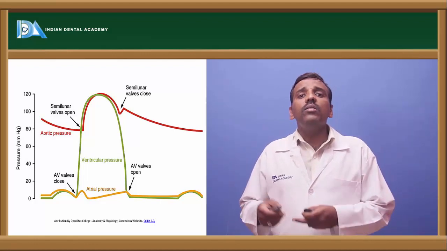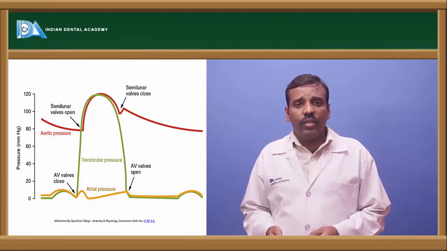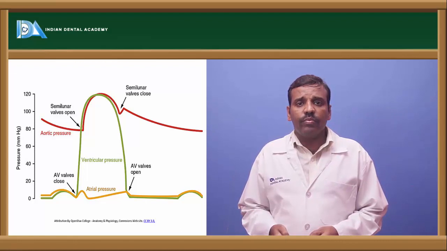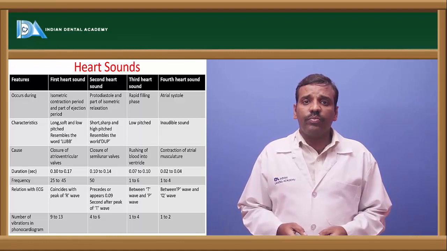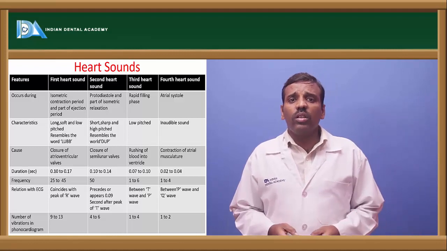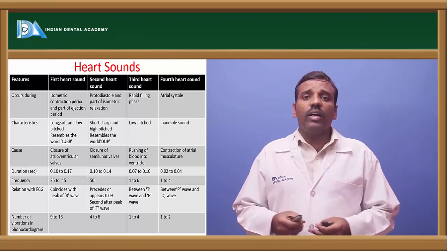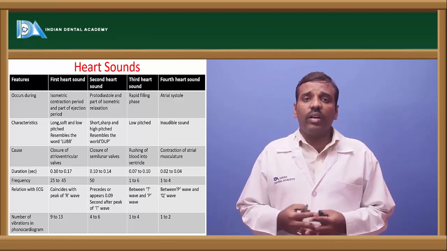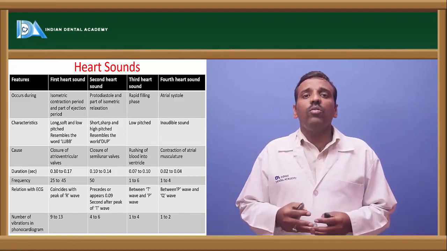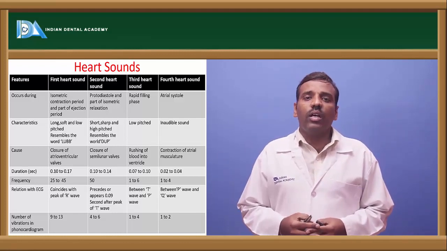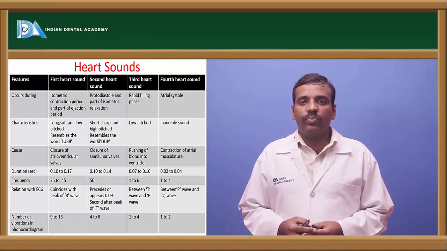And during the phases like protodiastole and isometric relaxation, it is decreased. And if you see the heart sounds, there are 4 types of sounds present. We can listen to only 2 types, but actually there are 4 types of heart sounds: first heart sound, second heart sound, third heart sound, and the fourth heart sound.